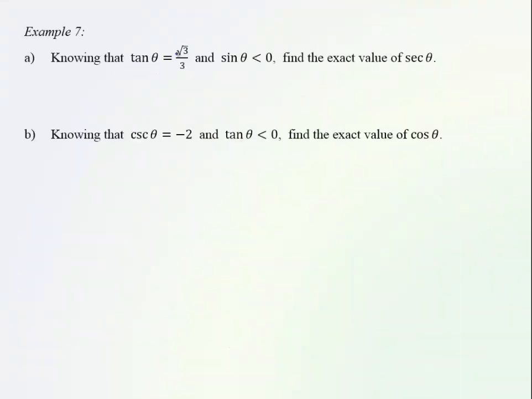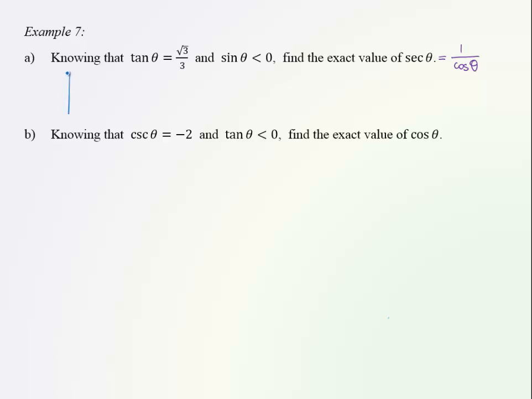Knowing that tangent is given and it's equal to √3/3 and sine is negative, find the exact value of secant theta. Well, first of all, I would suggest to translate secant in terms of cosine. It's 1 over cosine theta, because it's a lot easier for us to remember properties of sine, cosine, tangent than the other three functions. So we can always translate it that way and figure out what cosine theta is in order to give the answer for secant theta.